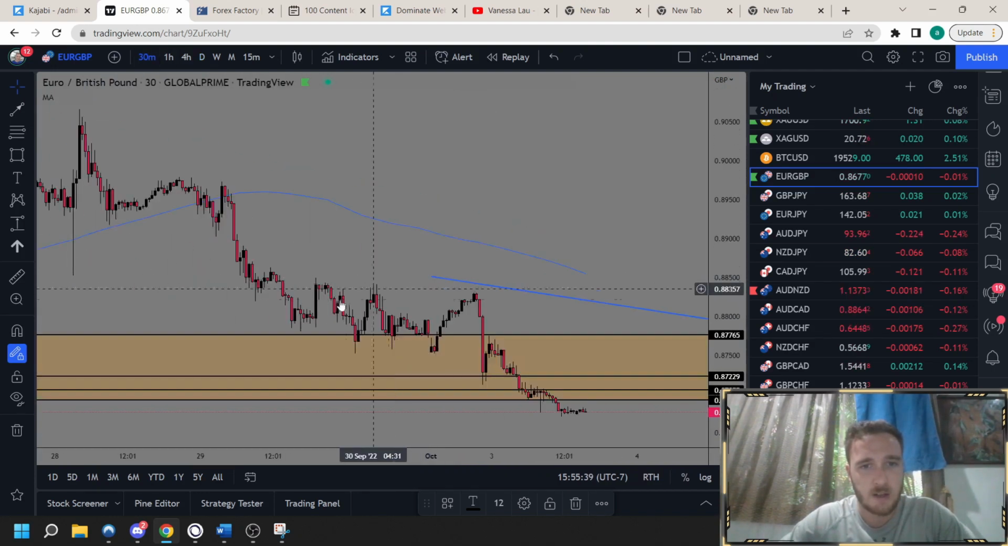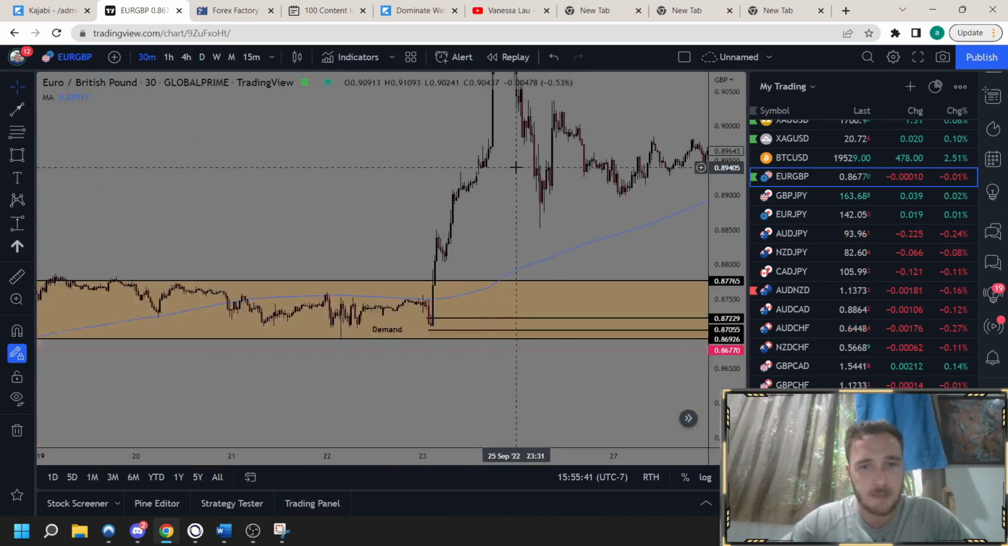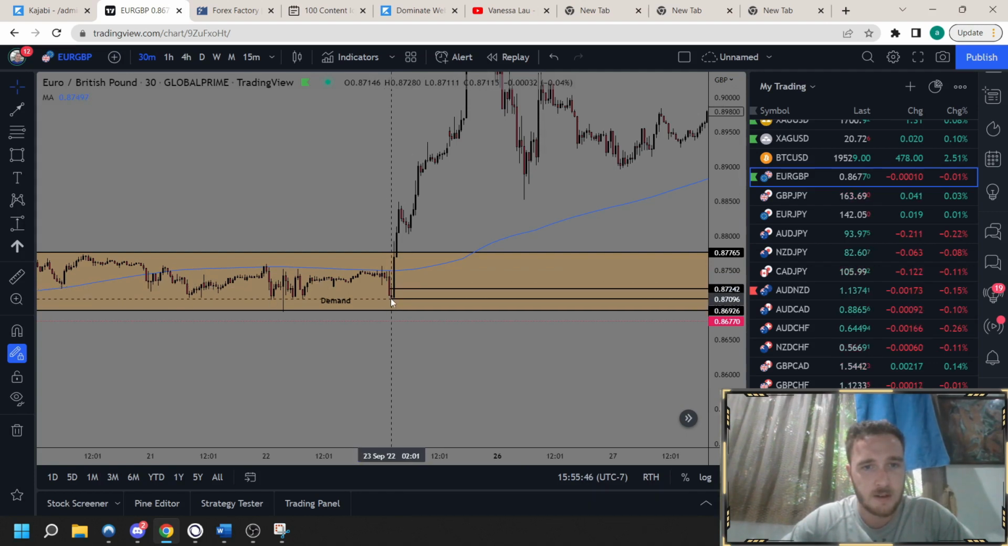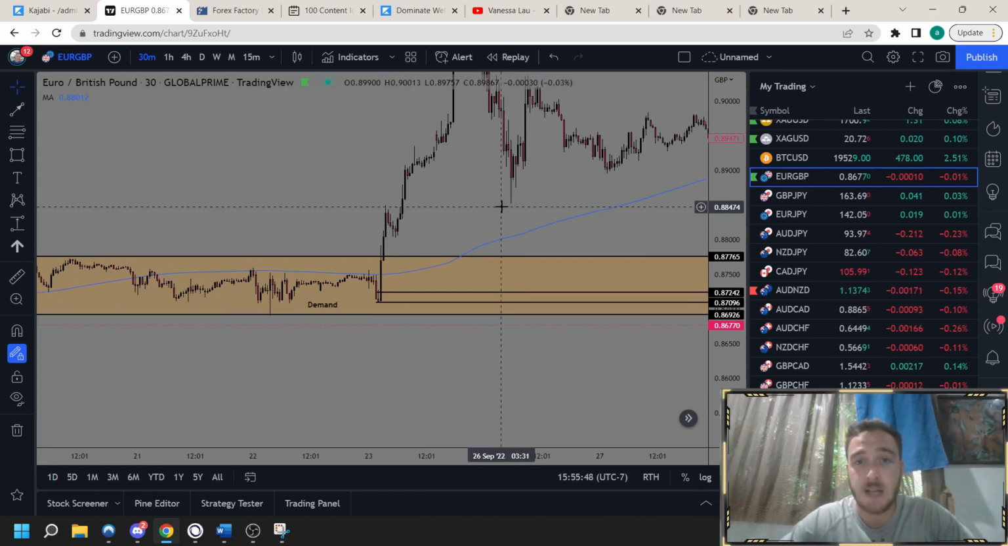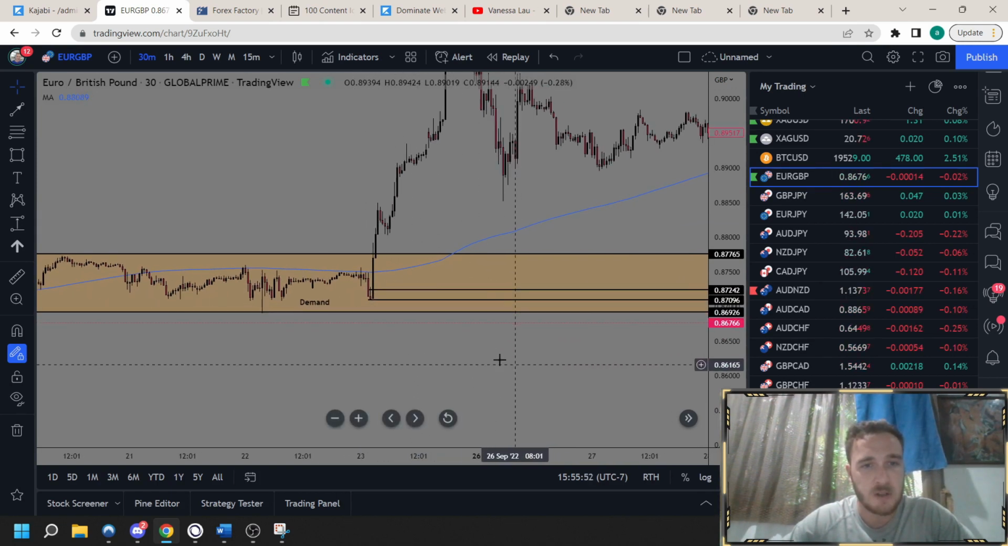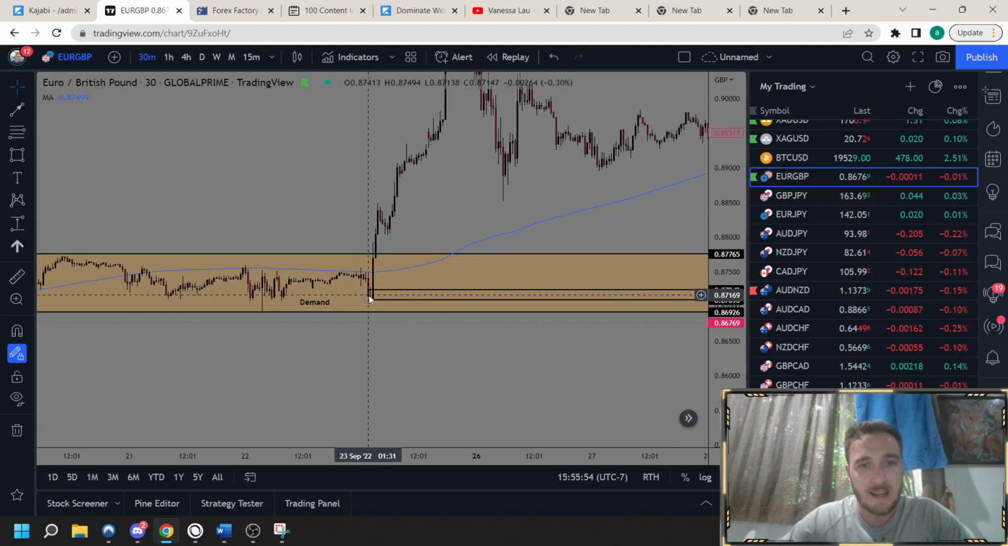There was a lower time frame, I think like a 30-minute, really good set and forget right here. Trading at the extreme, trading with the higher time frame trend. This is why we do multiple time frame analysis a lot. So I like that if you are a set and forget trader.